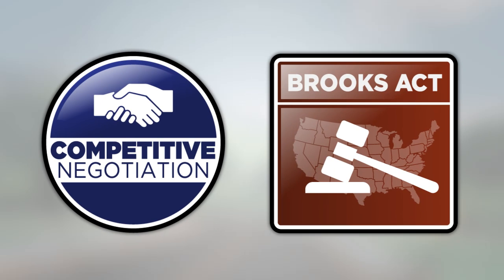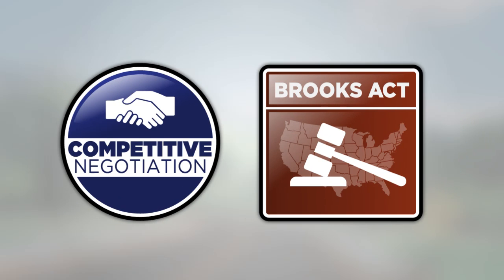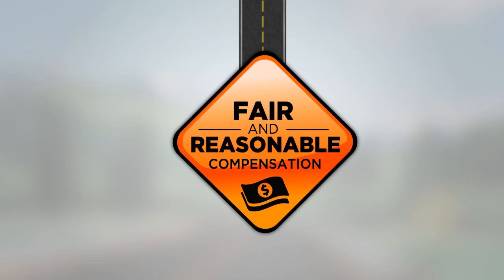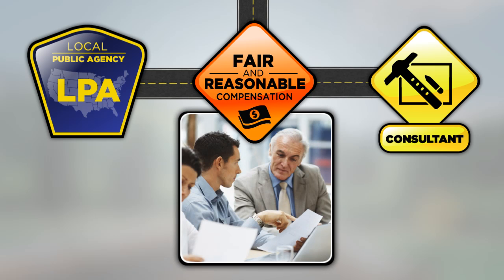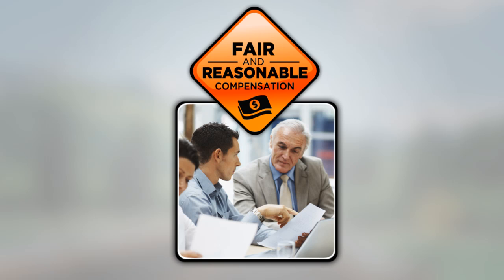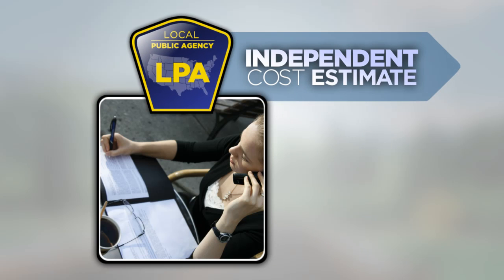Unlike low-bid contracting, the Brooks Act requires the selection of a consultant based on its qualifications to provide the needed services. The Brooks Act also requires basing the contract amount on a fair and reasonable cost that is negotiated by the agency and the selected firm. Under competitive negotiation procedures, the goal is to determine and agree to contract terms for fair and reasonable compensation, considering the scope and complexity of the work. Agencies are required to develop an independent cost estimate to serve as a basis for negotiations with the selected consultant.